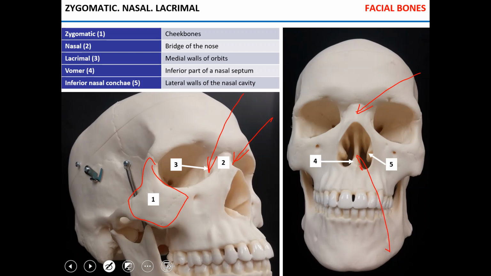Vomer is a plate-shaped bone which forms the bottom, the inferior part of the nasal septum. And this bone, inferior nasal conchae, is the part of the lateral walls of the nasal cavity.